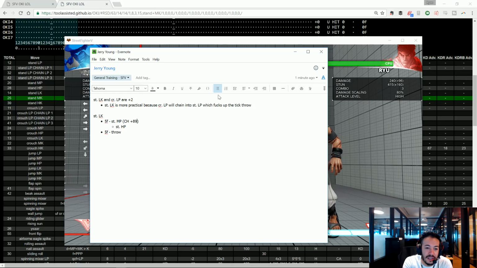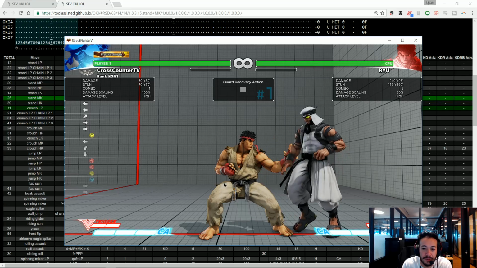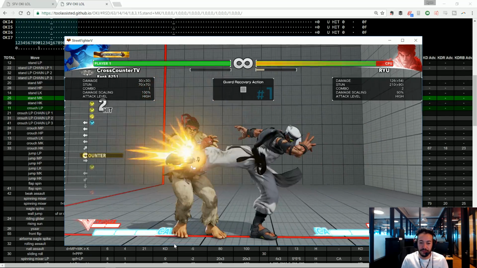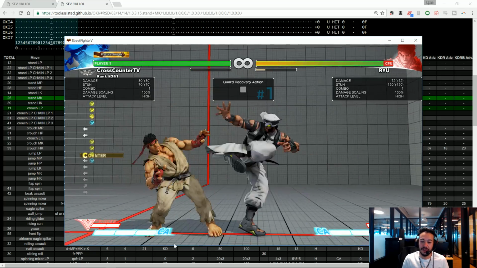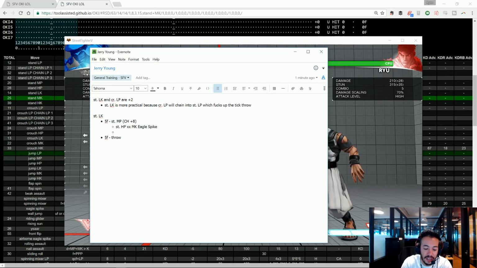Counter hit is +8. So then standing heavy punch, and then you could go into medium kick, eagle spike, or we can look at our other moves that are +8. Oh yeah, medium kick. We can just go through and make sure. Look at that, so that works. Standing medium kick, which has an 8 frame startup, into V trigger.